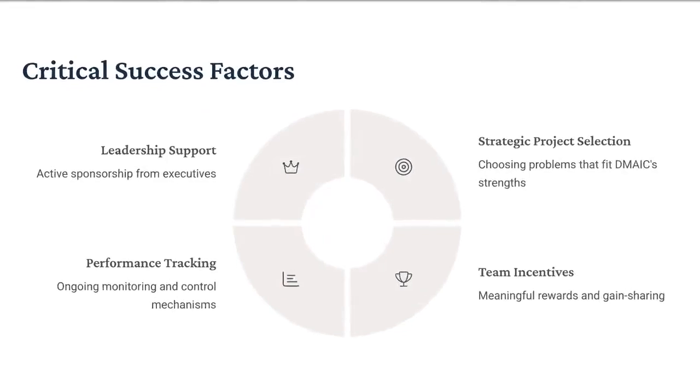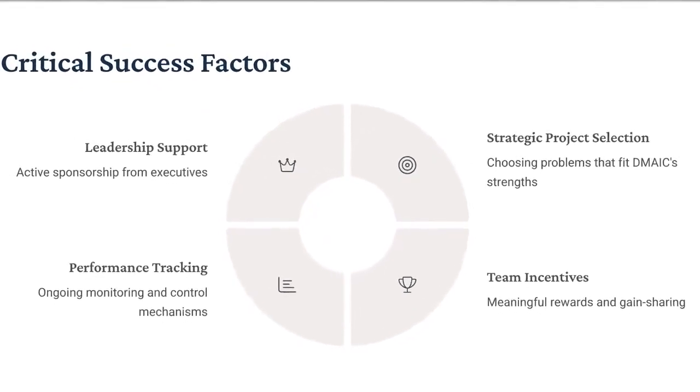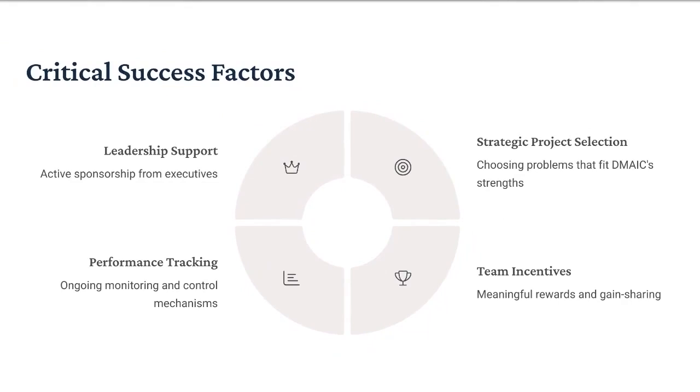What is critical to ensure successful implementation is to have active sponsorship from executives that openly shows leadership support. Always aim to select projects strategically by choosing problems that fit the DMAIC's process strengths. Ongoing monitoring and proper control mechanisms must be in place to ensure that performance is always tracked. Consider implementing team incentives with meaningful rewards and gain sharing, as it always serves as an improvement motivator.